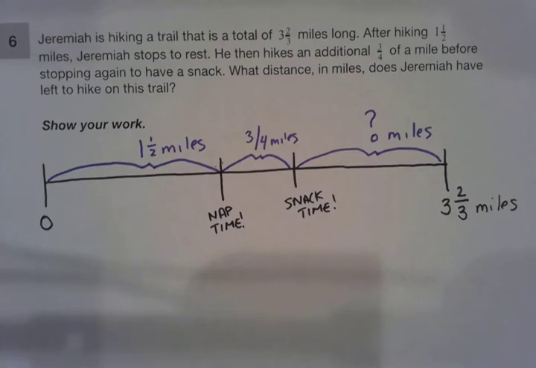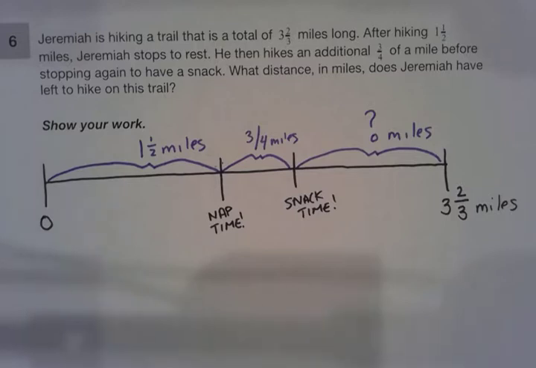Jeremiah is hiking a trail that is a total of 3 2/3 miles long. After hiking 1 1/2 miles, Jeremiah stops to rest. He then hikes an additional 3/4 of a mile before stopping again to have a snack. What distance in miles does Jeremiah have left to hike on this trail?